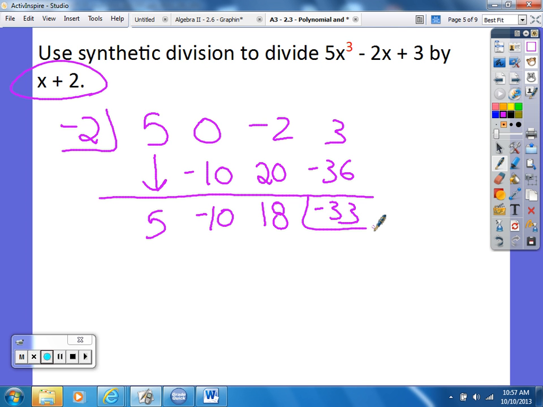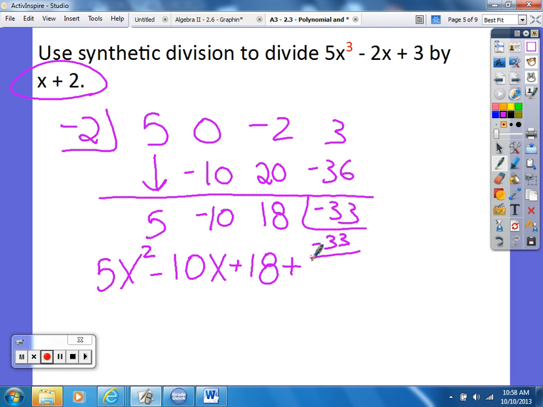Okay, so now I need to rewrite my answer as a polynomial though, right? So it should be 5x squared minus 10x plus 18. Uh-oh, but there's a remainder. So remember yesterday we talked about how to write the remainder. Plus negative 33 divided by, what exactly did we divide by? X plus 2, right.